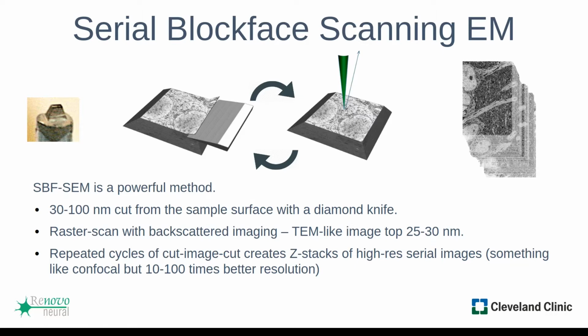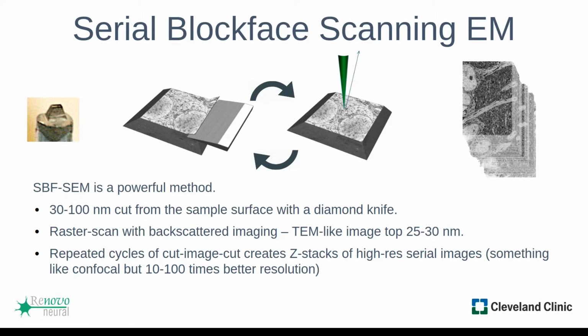So in a nutshell, the sample is set up under a diamond knife in an SEM equipped with an in-chamber ultramicrotome. And then a section is cut from the sample surface with a diamond knife or a gallium ion beam if you have a FIB system. The fresh surface is then raster scanned with an electron beam, and an image is built up from the backscattered electrons to create an image that looks much like a TEM image.